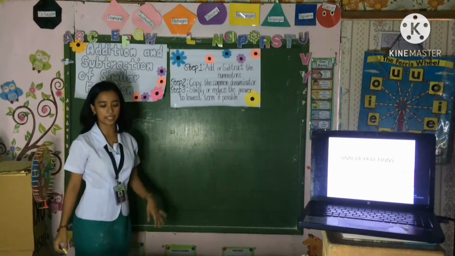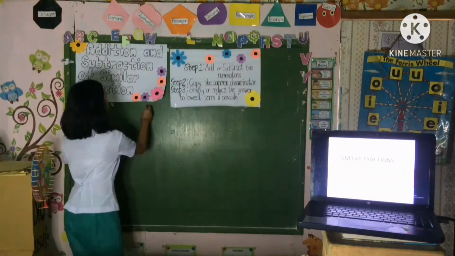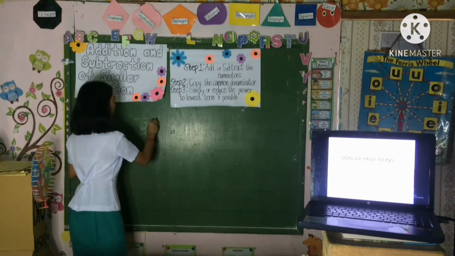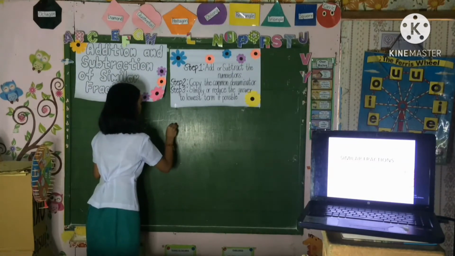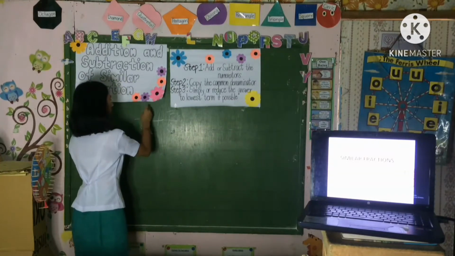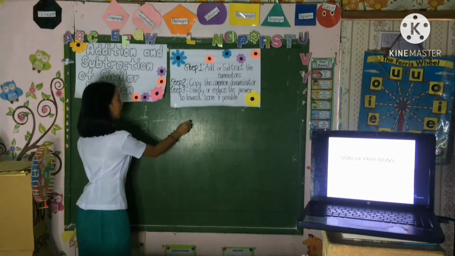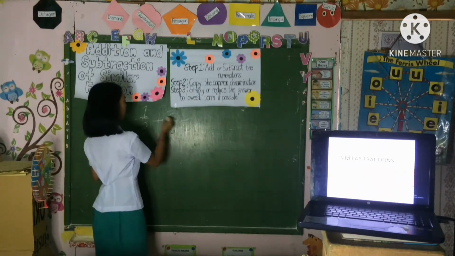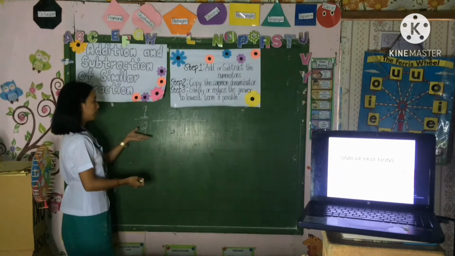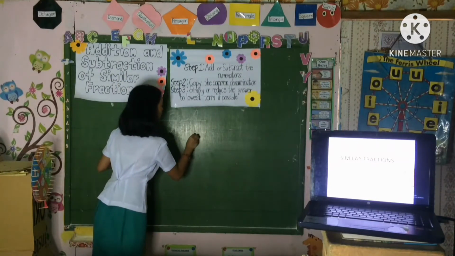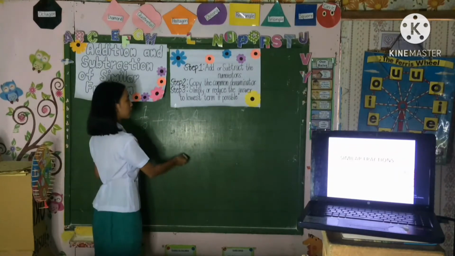Okay, did you understand, class? Another example: we have 1 over 8 plus 3 over 8. The first step is to add or subtract the numerators. 1 plus 3 is equal to 4. Step 2 is copy the common denominator, so we copy the 8 here. Step 3 is simplify or reduce the answer to lowest term if possible.